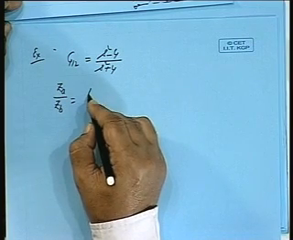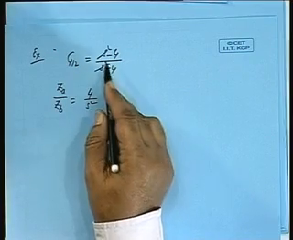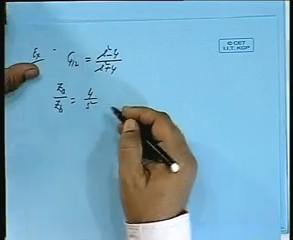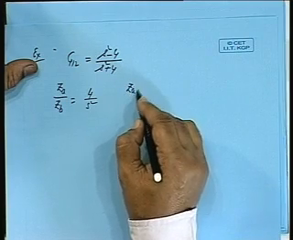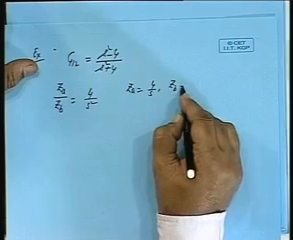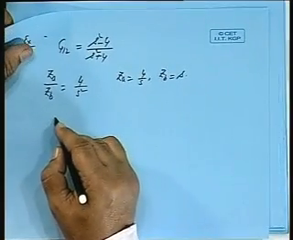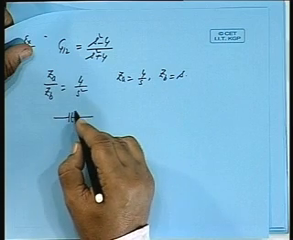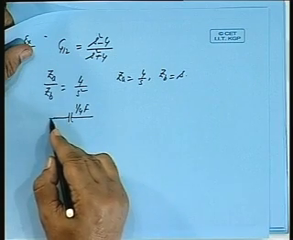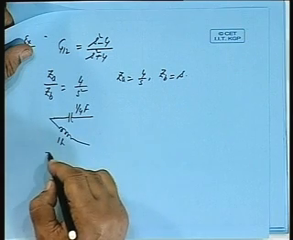4 by S square. Is that all right? 8 by twice S squared, 4 by S squared. So, what should we take? ZA I can write as 4 by S and ZB as S. So, you have ZA as a capacitor of 1 by 4 farad and ZB as an inductor 1 Henry.